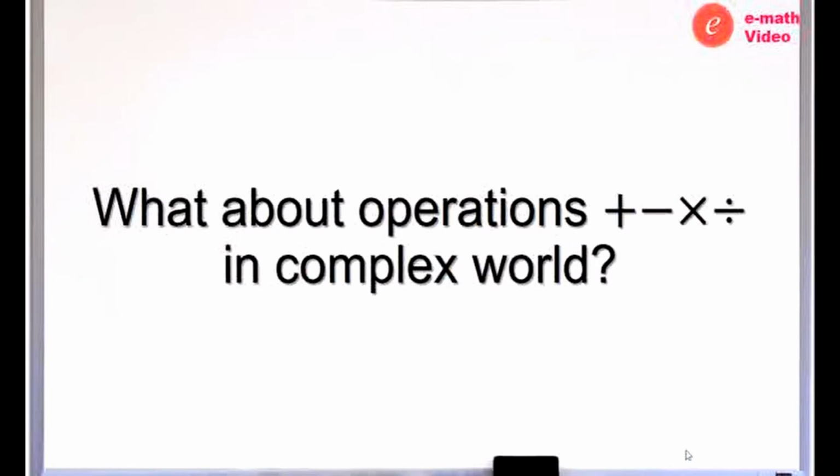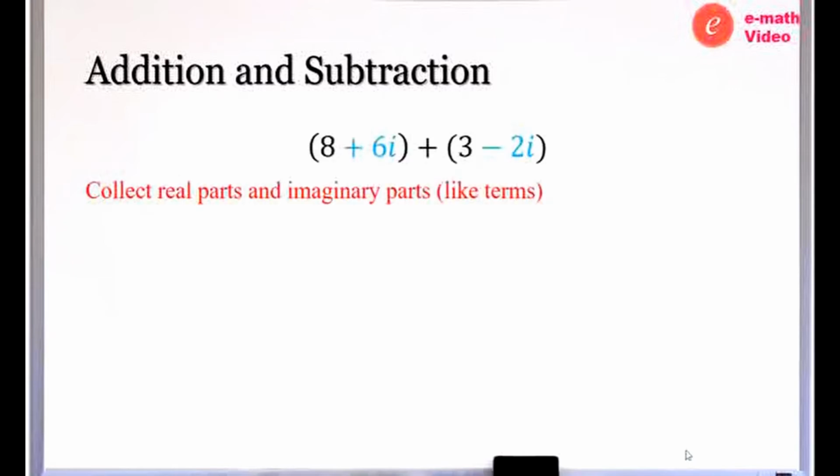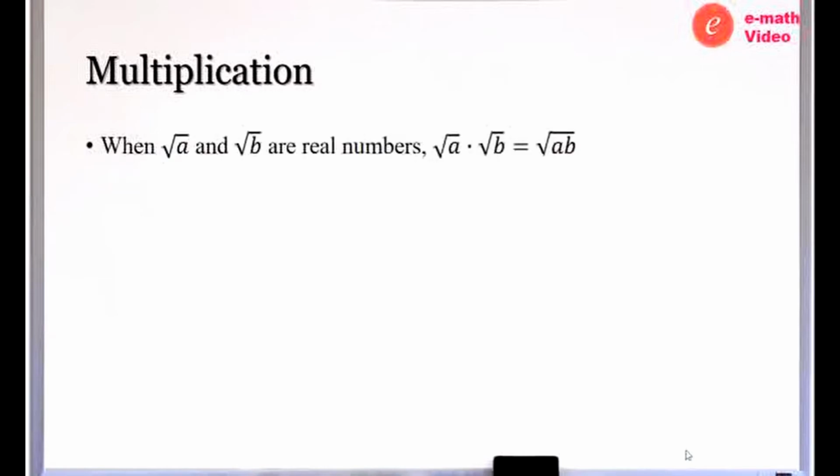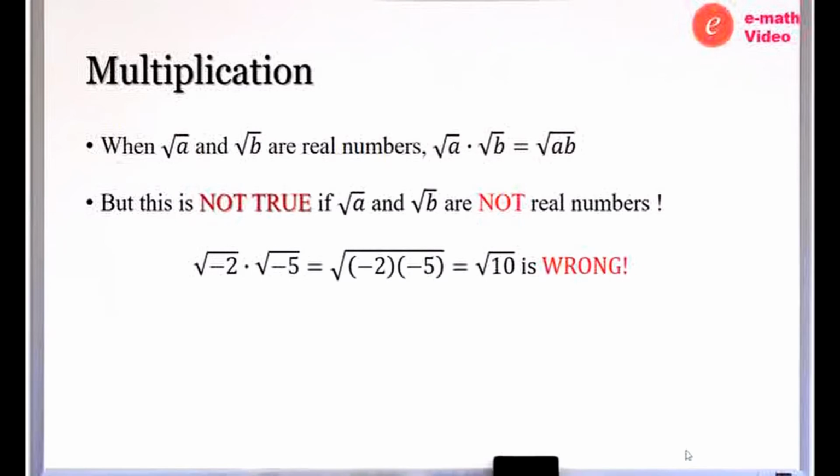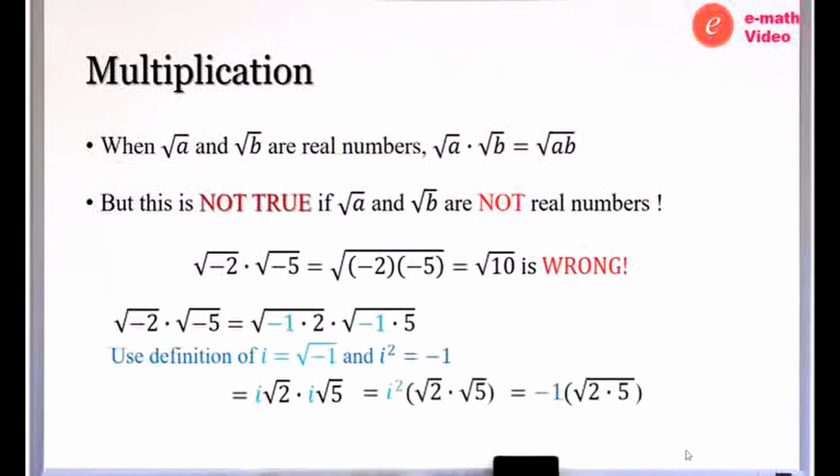Now what about operations in complex world? Well, for addition and subtraction, they are the same as how we do in the real world. Just collect the real parts and imaginary parts, like how we collect the like terms, and we are done. But for multiplication, it's a little bit different. This is what we do in real world. But in complex world, this is not true. For example, this is wrong. The correct way to do it is to use the definition of i from earlier.